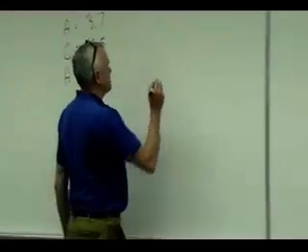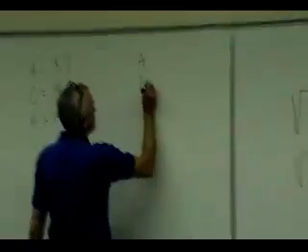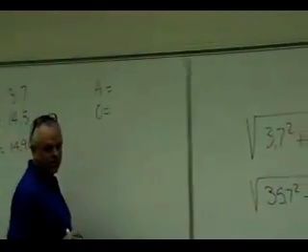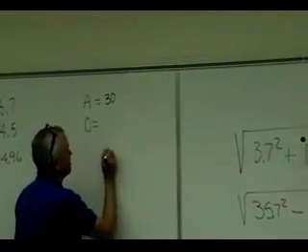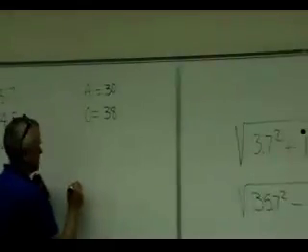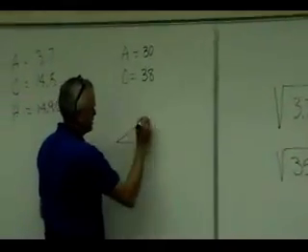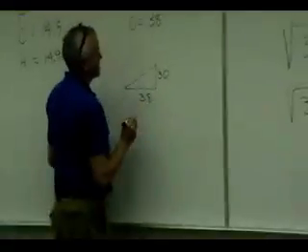Jeff, give me the A and the O of one of your triangles. 30 centimeters, 38 centimeters. Okay, so that's one of their triangles. This is 30, this is 38.